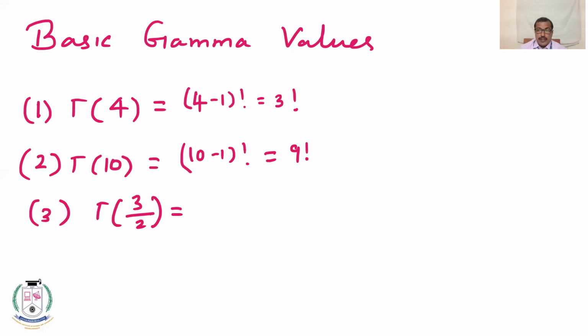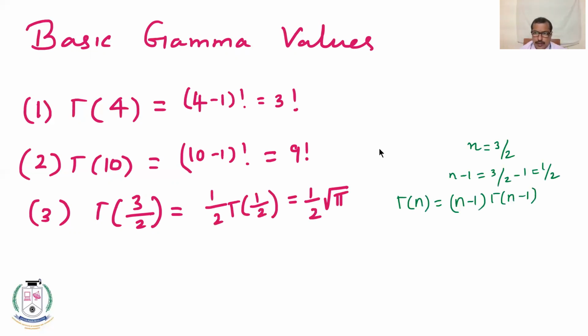For that, we have to make use of a result which is gamma of n is equal to n minus 1 gamma of n minus 1. So if you see this result, taking n as 3 by 2, you will get n minus 1 as 1 by 2. So gamma of 3 by 2 is 1 by 2 gamma of 1 by 2, or 1 by 2 into root pi. Now, how to generalize it?